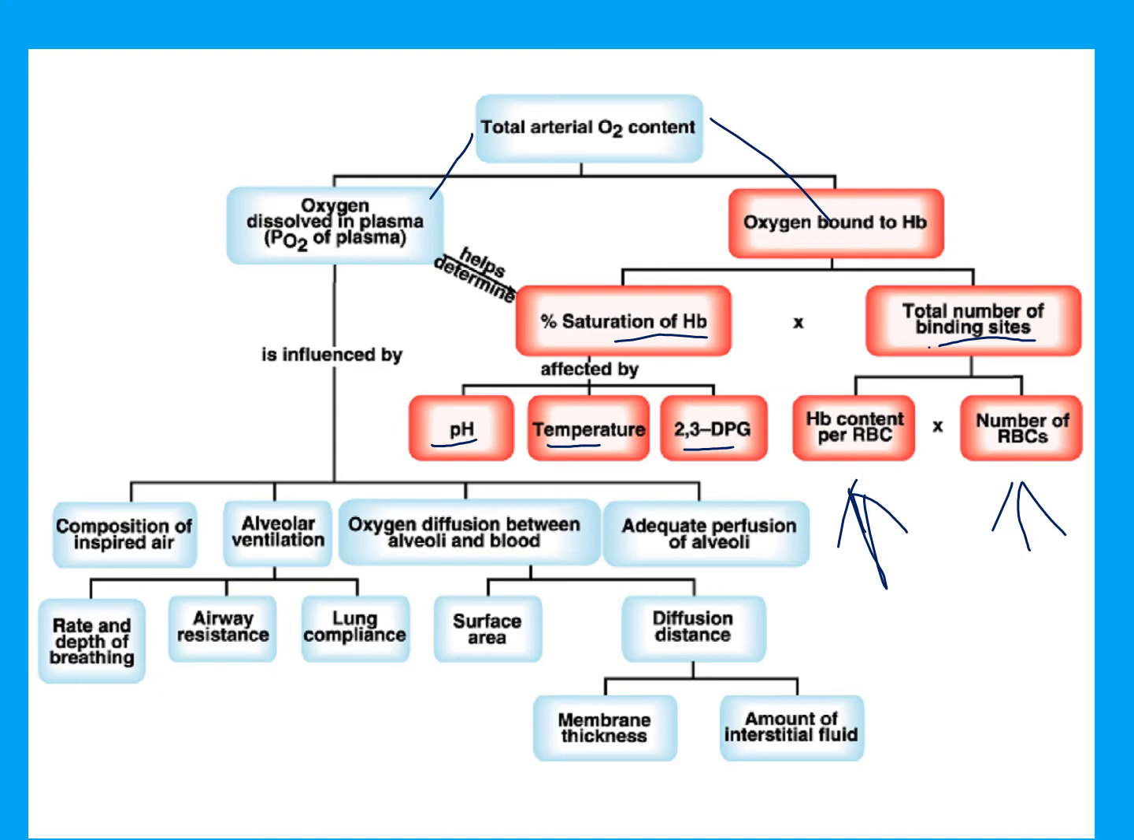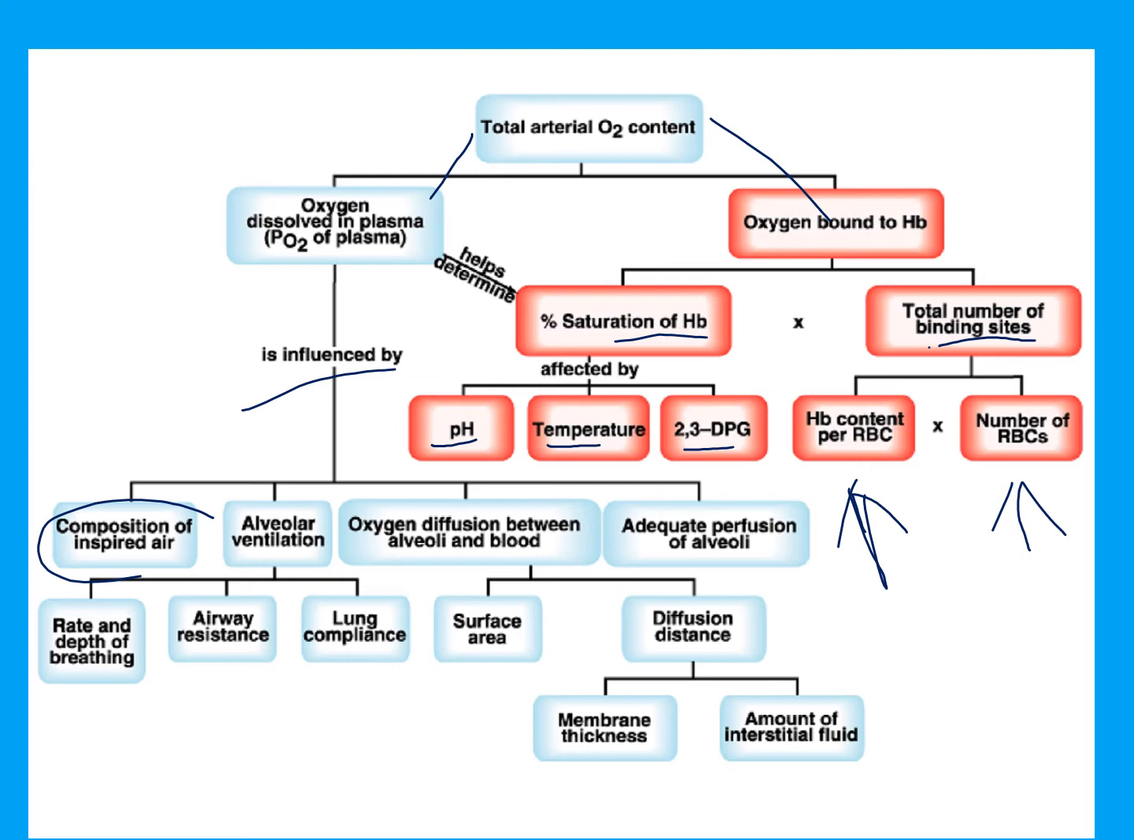When we're looking at oxygen in the plasma, what influences the amount of PO2 in the plasma? Well, a lot of stuff affects your PaO2, right? A lot of stuff. So the condition of the inspired air, right? This could easily be something like high altitude, where you have a lower barometric pressure. Even though you have the inspired air being the same concentration, there's less PIO2 and therefore less PaO2.